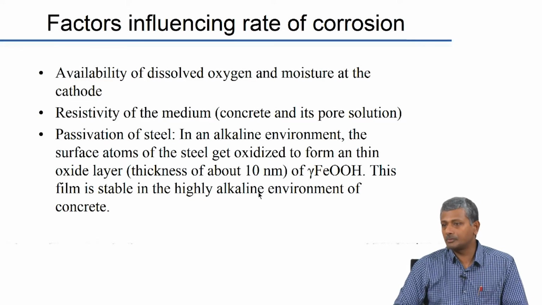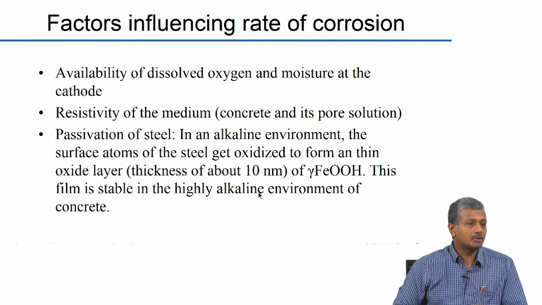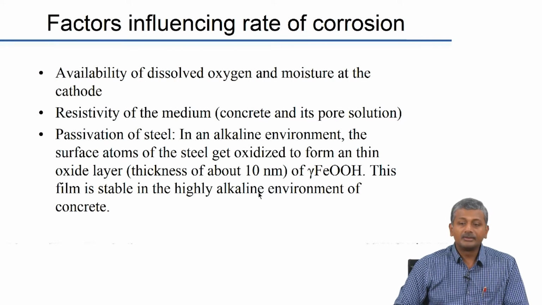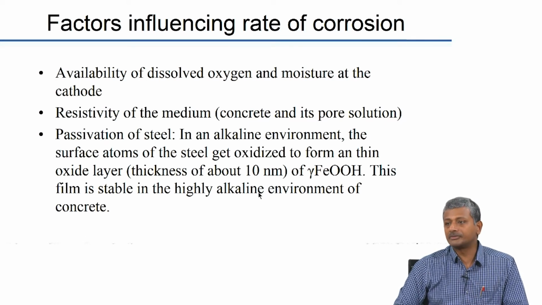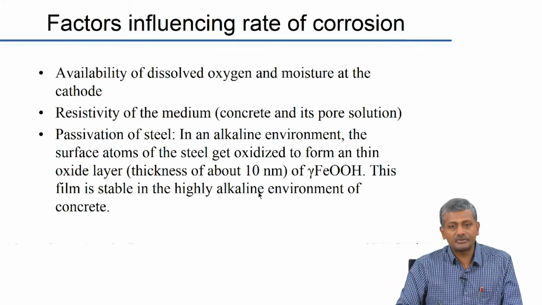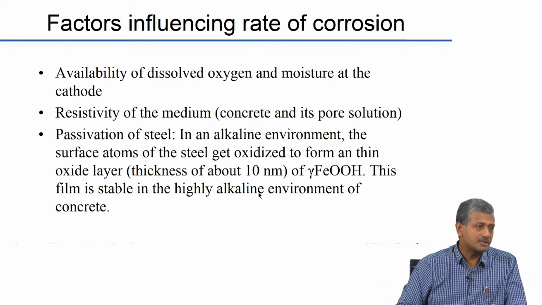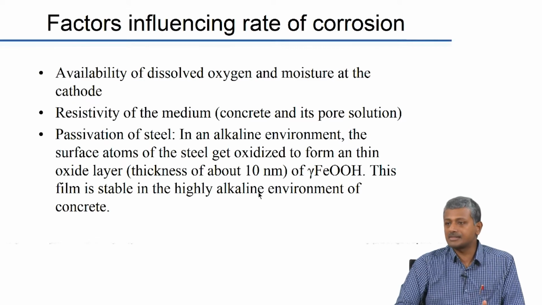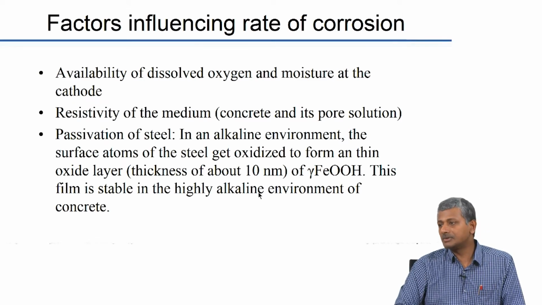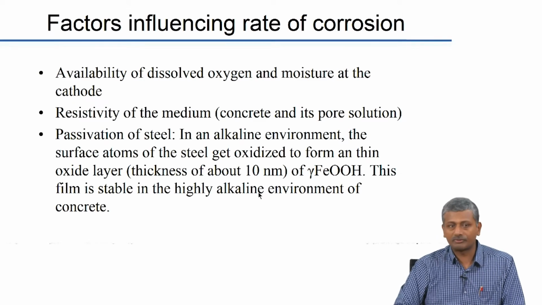So, we need oxygen and moisture availability at the cathode for controlling the rate of the reaction. The resistivity of the medium is very important because your ionic transfer happens through the electrolyte, that is concrete in this case. So, if concrete is highly resistive, it will resist the transfer of ions. So, it will slow down the rate of corrosion.